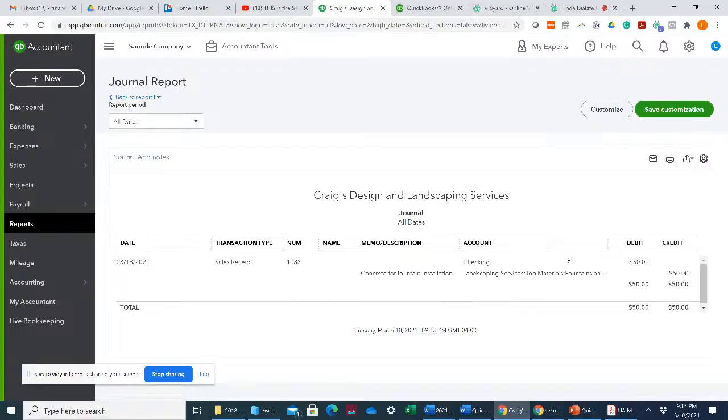So that's regarding sales receipt. You can either create an invoice or you can create a sales receipt, and it's your preference. It's really what you want to do. So let's go into how to pay a credit card correctly.